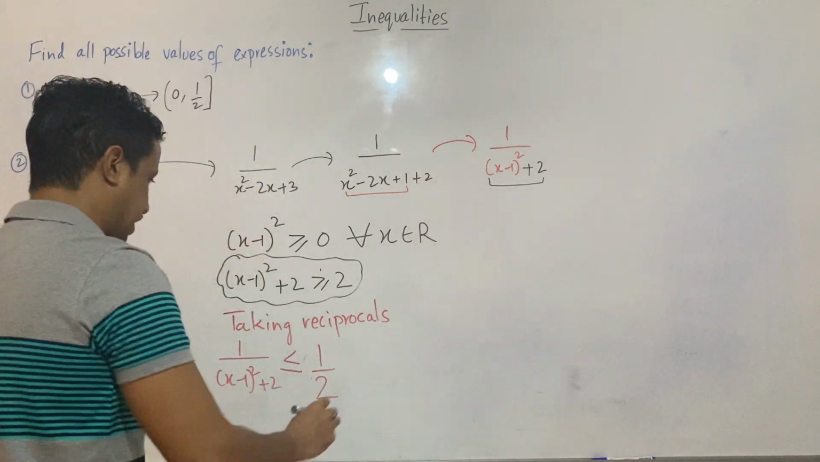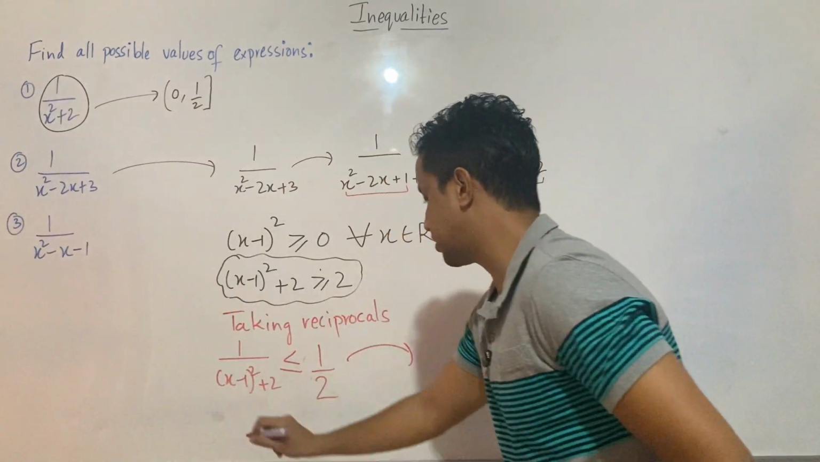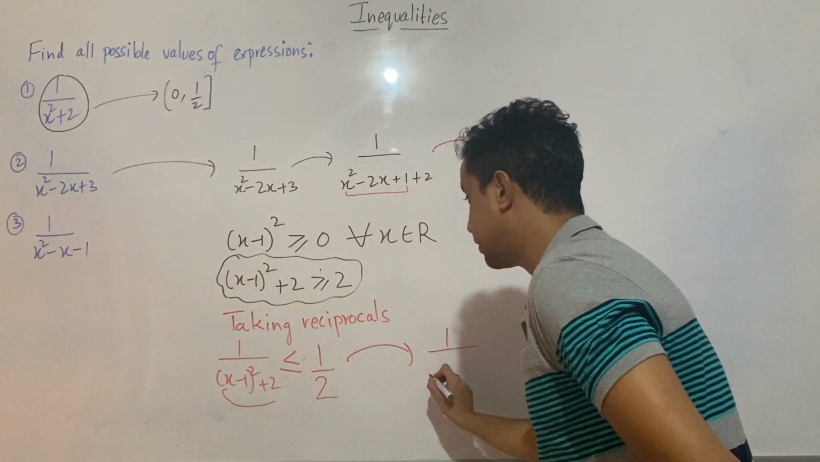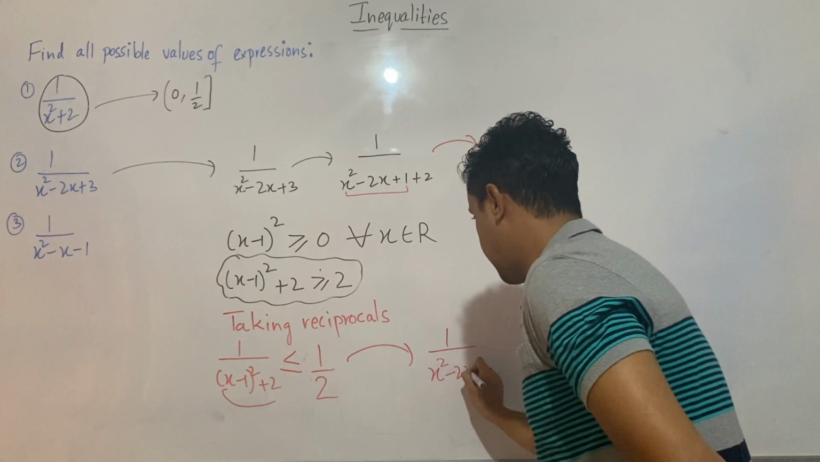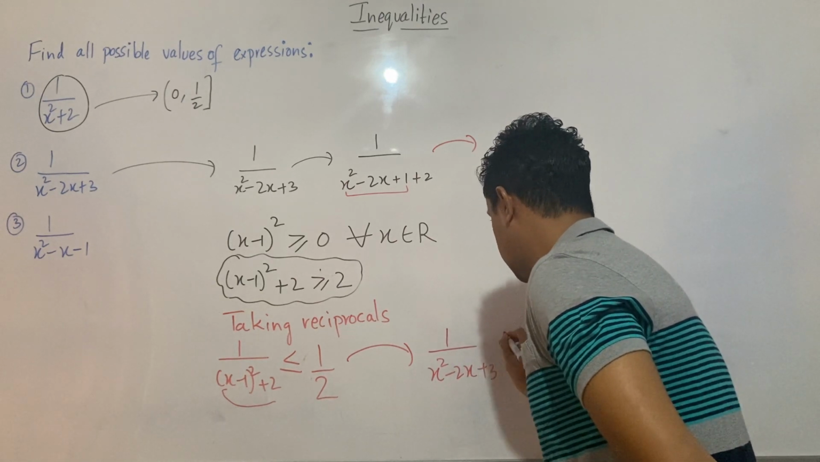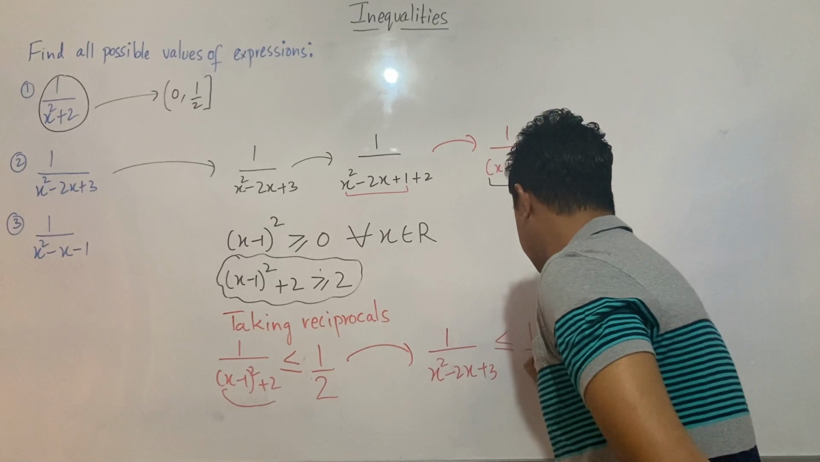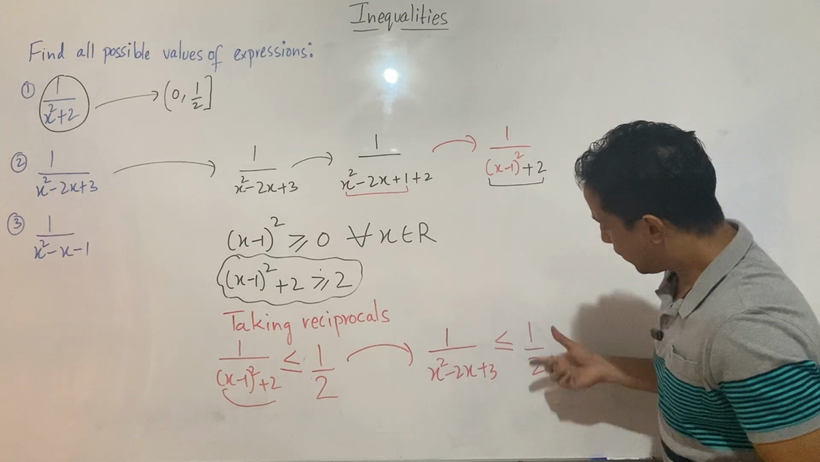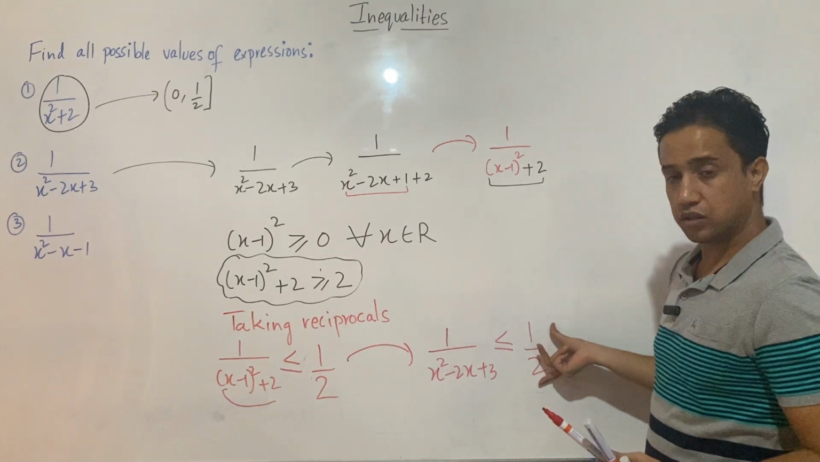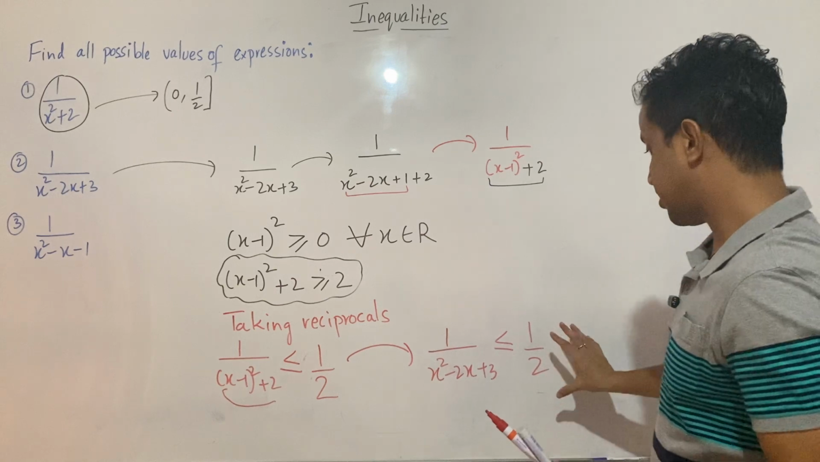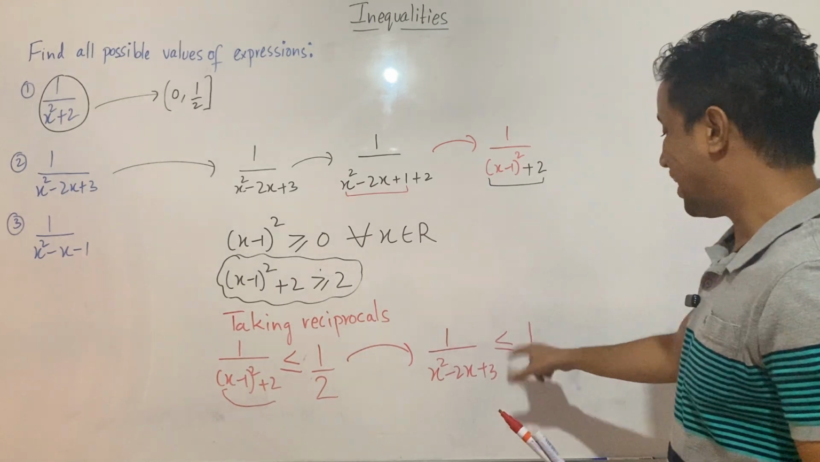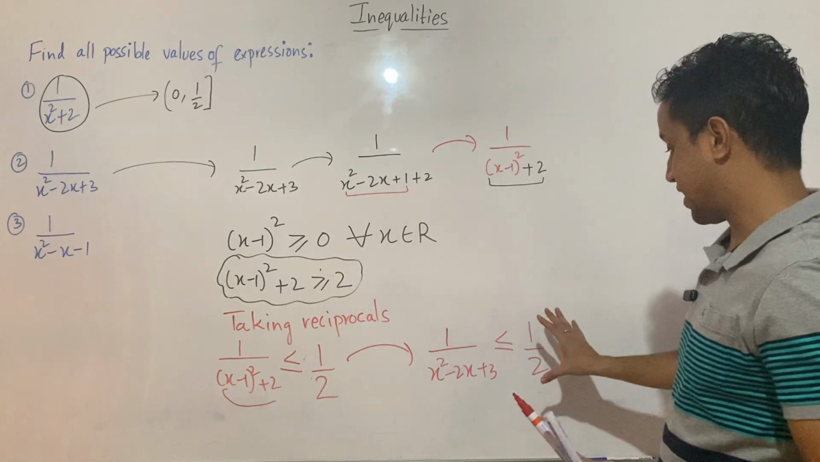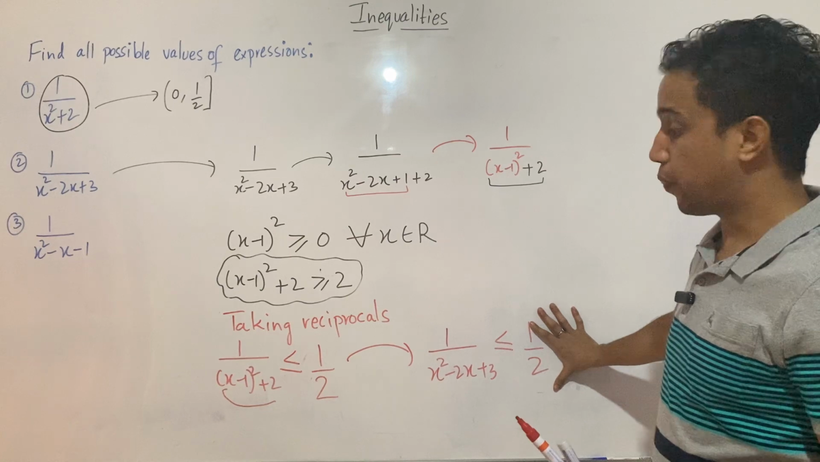Now, what is this whole thing? This is 1 over x square minus 2x plus 3, less than or equal to 1 by 2. Now see here again the same thing. This is going to be the maximum value. Less than or equal to 1 by 2 means the maximum value it will take is 1 by 2, but we don't know the minimum.